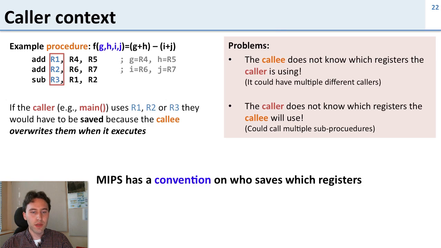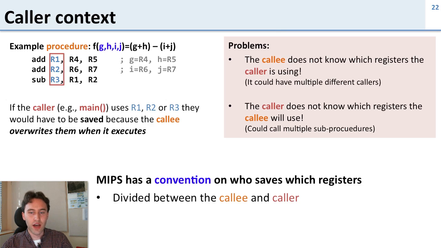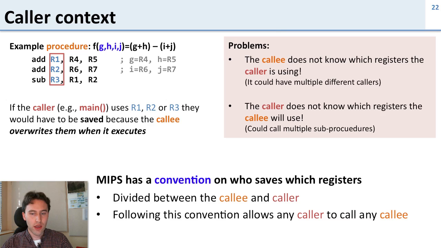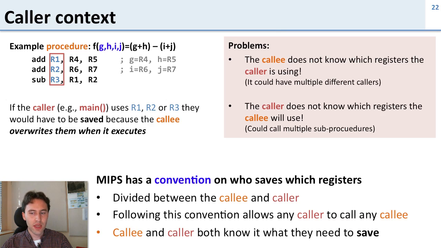So to get around this, MIPS has a convention on who saves which registers. When you save a register, you store the value somewhere else so that you can use the register, and then when you're done, you can restore it. This convention is divided between the callee and the caller, and if we follow it, any caller can call any callee. It makes sure that you'll never overwrite registers the other person uses without saving them first. And the way to do this is both the callee and the caller know what they need to save.